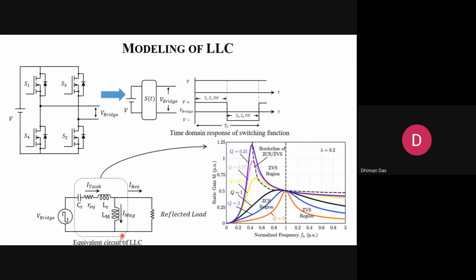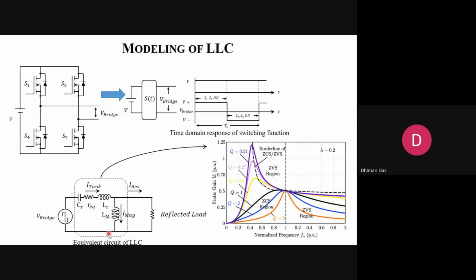Now, if you model this converter, it is like this. This is the series element LR and CR, and in parallel is the magnetizing inductance of the transformer. If you transfer the load from secondary to primary, there will be some factor of n squared, and this reflected load is loaded here. So the tank current is a composition of resonant current and magnetizing current.